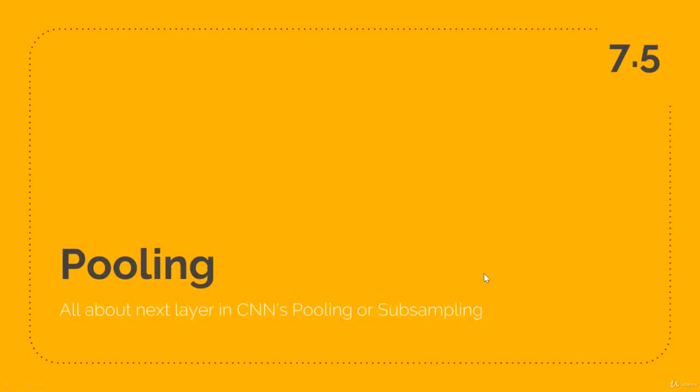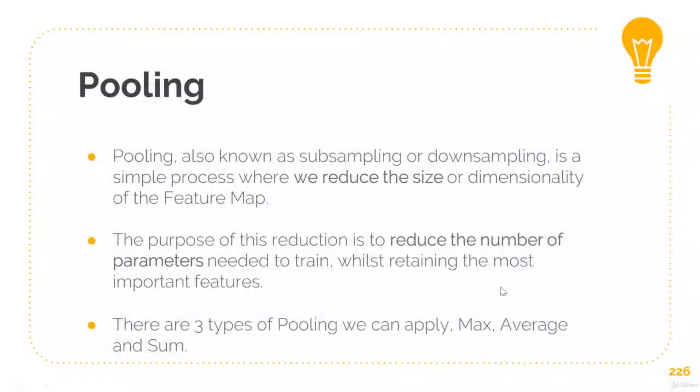So now let's move on to section 7.5, which is pooling. Hi, and welcome back to 7.5, which is about pooling. This is the next sequence of layers in our CNN. So far, we've dealt with the convolution part and ReLU. Now let's look at pooling, also known as subsampling.